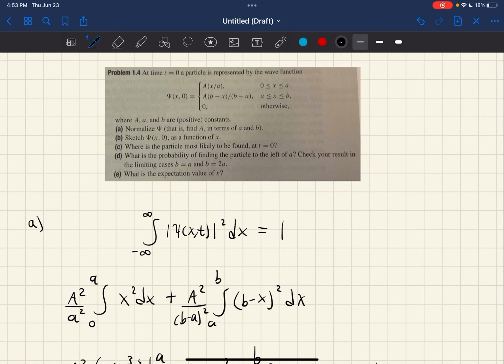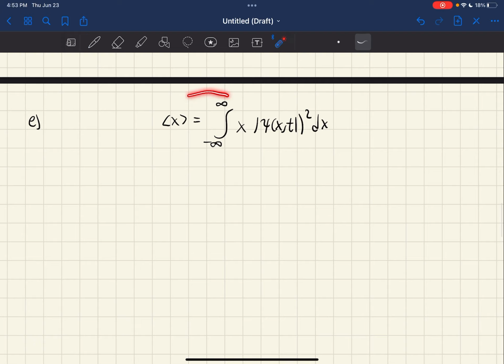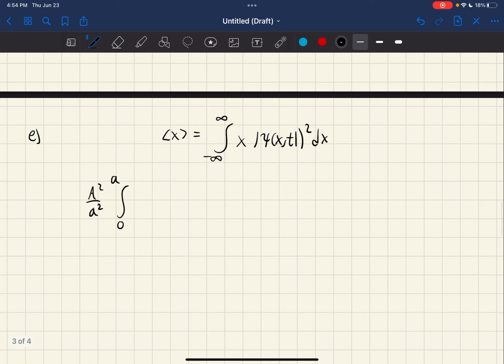All right, so part E asks, what is the expectation value of x? And the expectation value of x is given by this equation right here. Our psi of x, our initial wave function, is a piecewise function, so we're going to have two integrals to calculate. The first one goes from 0 to a, and psi of x is equal to a times x over a. So psi squared is a squared over a squared times x squared, and then times x right here from the expectation value equation.